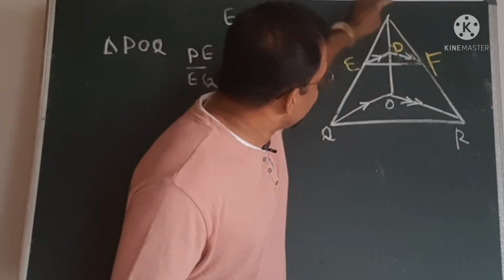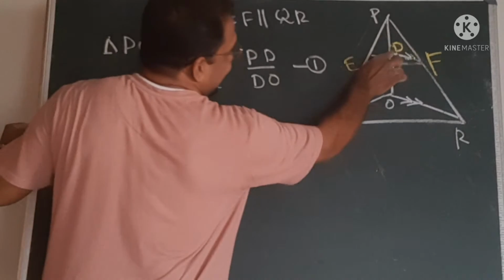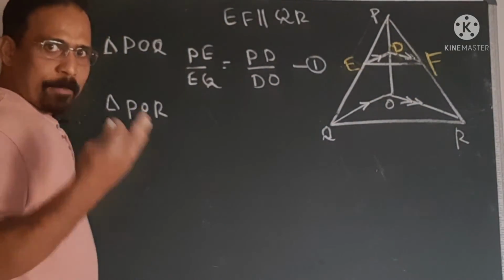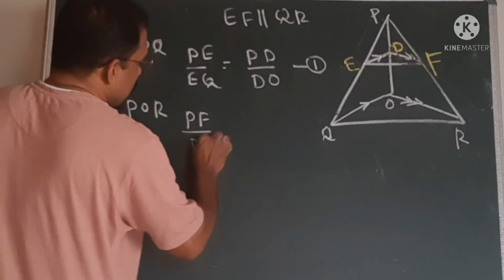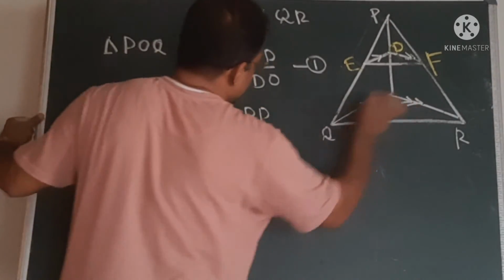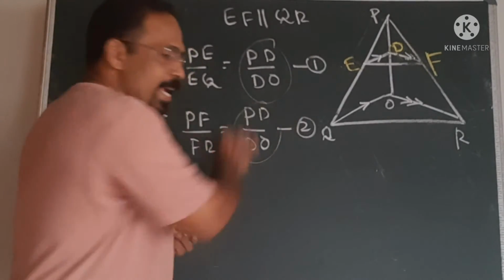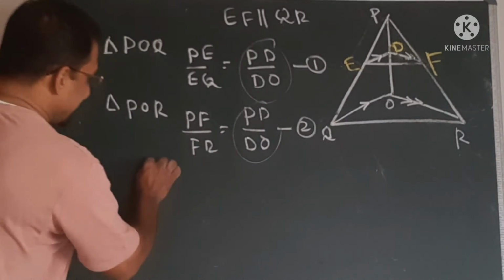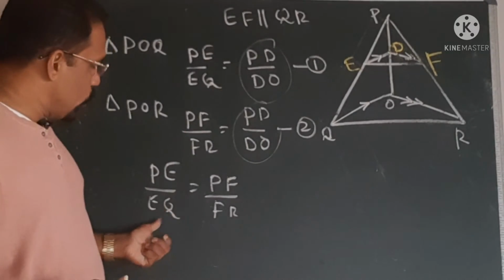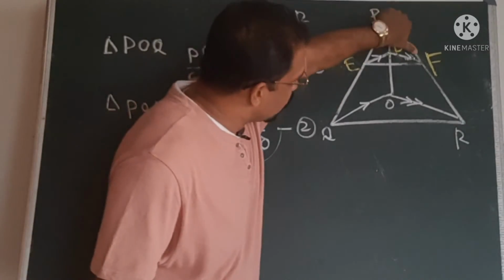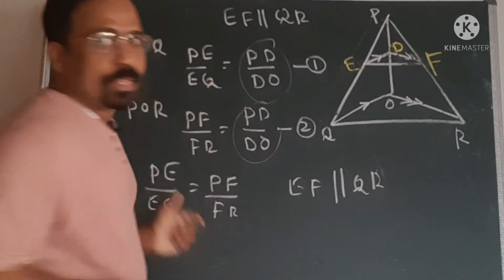Now consider this triangle, that is POR. In triangle POR, again DF is parallel to OR, so we can apply the basic proportionality theorem. Therefore, PF divided by FR is equal to PD divided by DO. Let it be equation number 2. Now you see the right hand side, both are equal. If right hand sides are equal, then the LHS will also be equal. So we can write PE by EQ is equal to PF by FR. So we have proved that PE by EQ is equal to PF by FR. That means this divided by this is equal to this divided by this. That means EF is parallel to QR. This is what we have to prove.